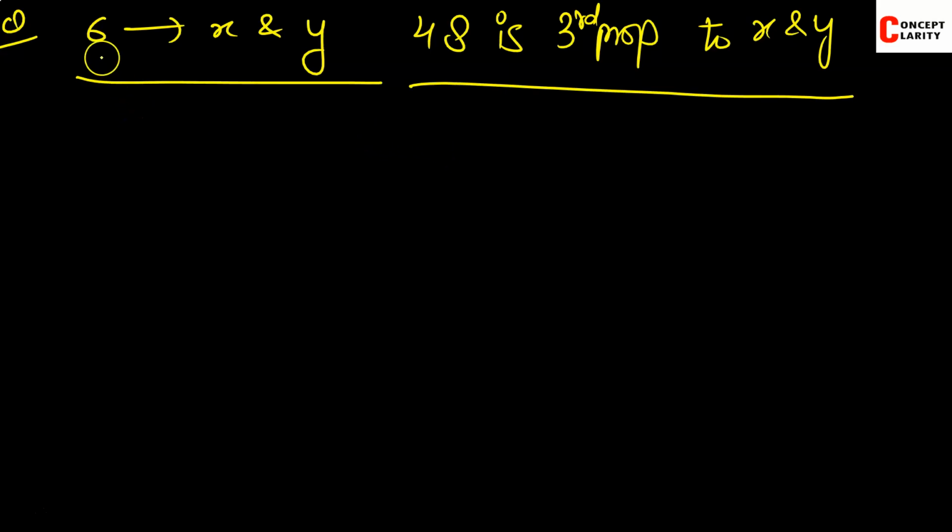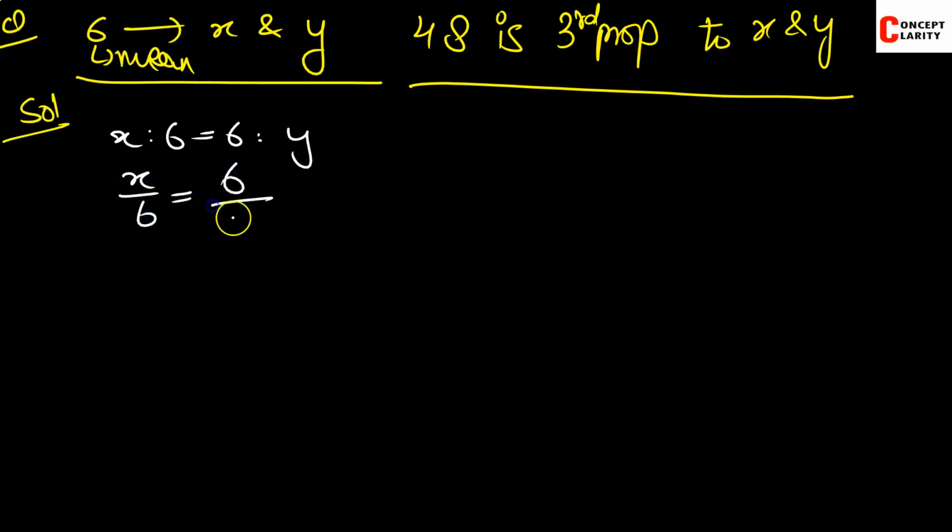See, it is given 6 is the mean proportion. When it is given as the mean proportion, we know our formula for it. Let me change the ink for the solution. This is the equation for the mean proportion. So we get x by 6 is equal to 6 by y, so xy comes out to be 36. This is the normal formula for continued proportion or the mean proportion.